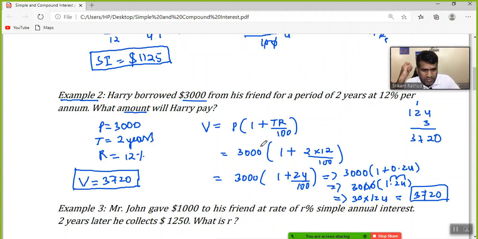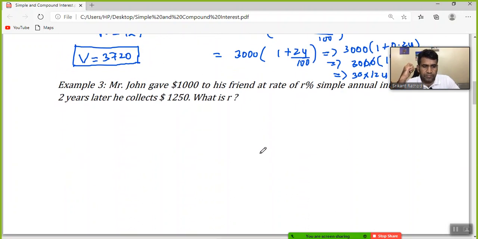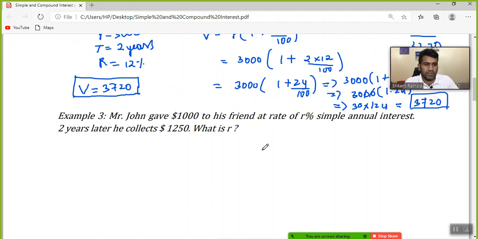Okay, so let's take another example here. As I told you, it's not always that you have to calculate only simple interest. They may ask you for any unknown, maybe the time period, maybe the principal amount, maybe the rate of interest, anything. So let's take one example here. Mr. John gave $1,000 to his friend at a rate of R% simple annual interest. 2 years later, he collects 1,250. What is R?